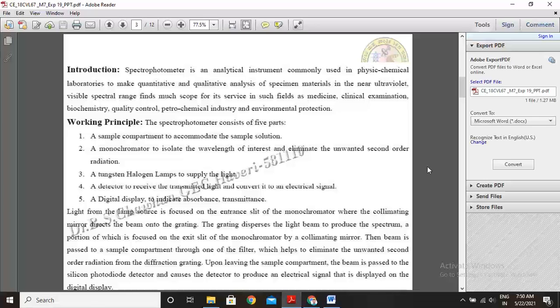Upon leaving the sample compartment, the beam is passed to the silicon photodiode detector and causes the detector to produce an electrical signal that is displayed on the digital display. This is the working principle of the spectrophotometer.